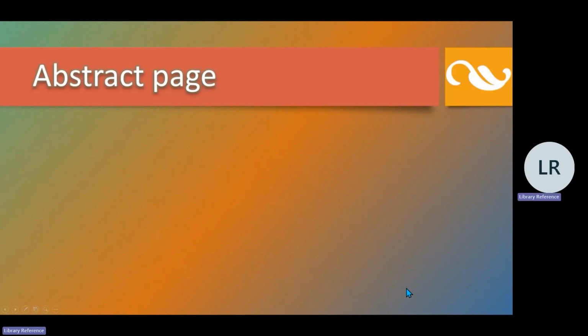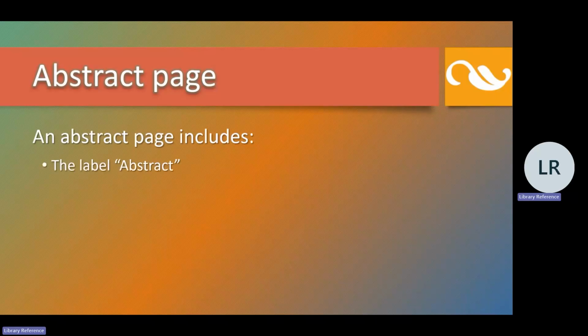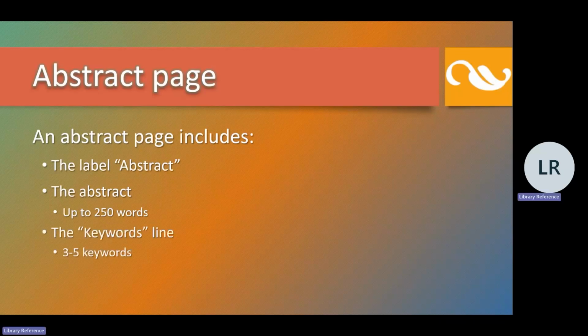Now, leaving title pages aside, let's move on to the next part, which is the abstract page. The abstract page includes the following. First of all, the label abstract. Second, the actual abstract, which is a paragraph of about 250 words. And the so-called keywords line, which is a line right after the abstract, which includes 3 to 5 key terms.